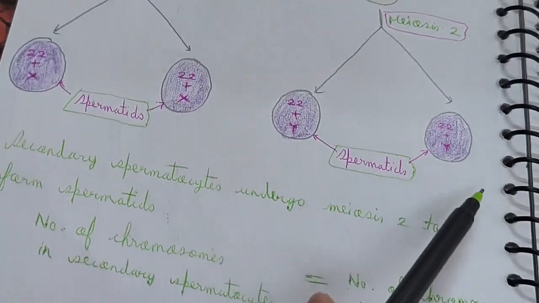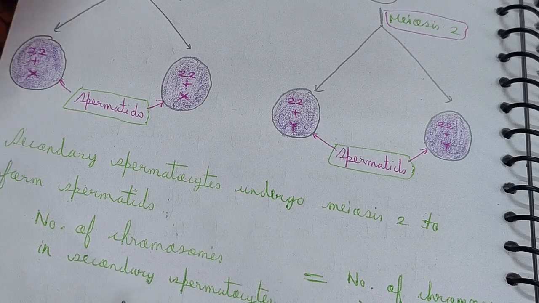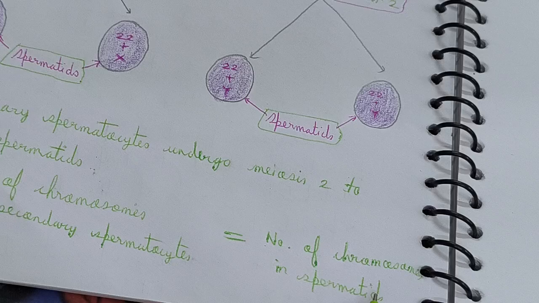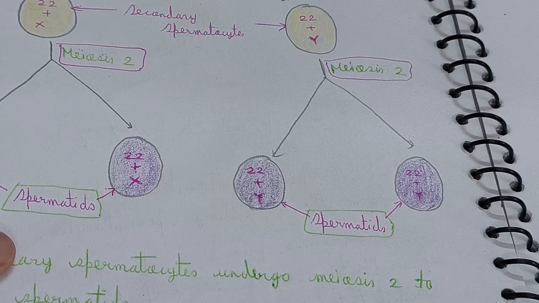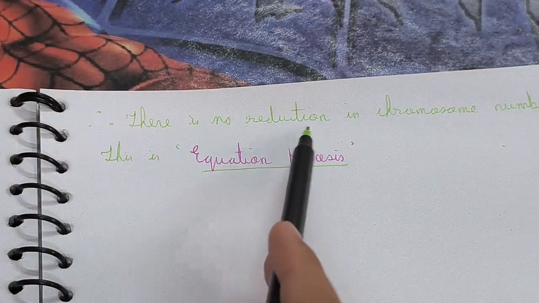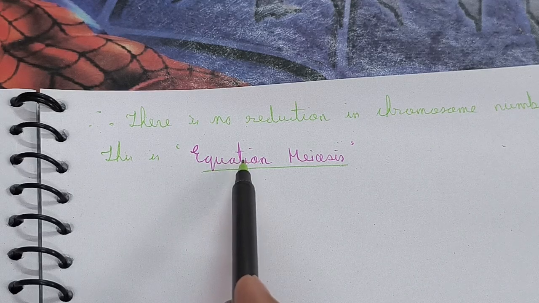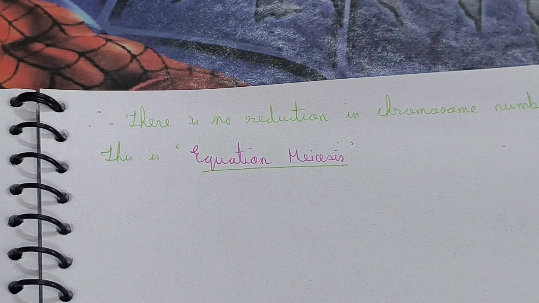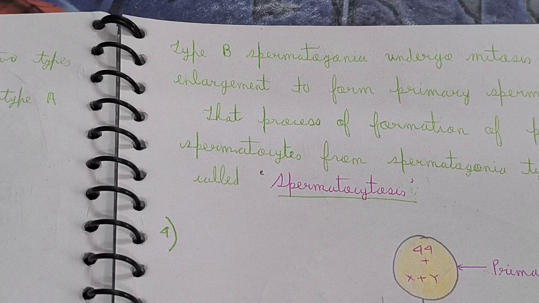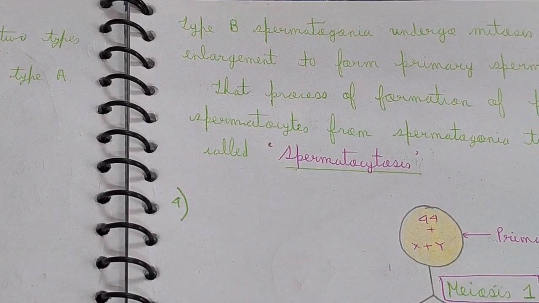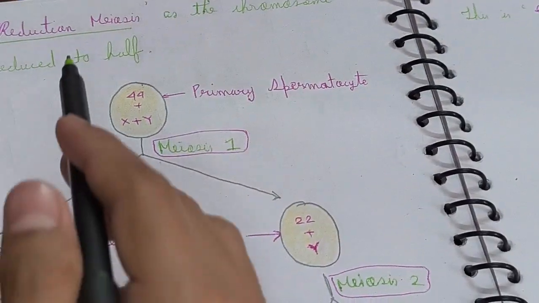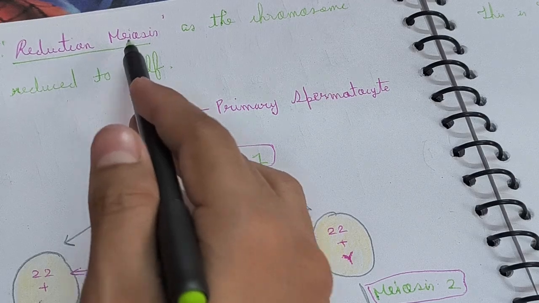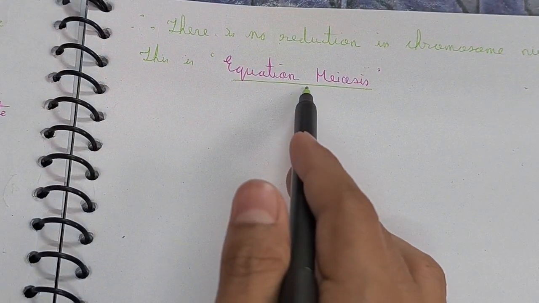The number of chromosomes present in secondary spermatocytes is equal to the number of chromosomes present in spermatids, so there is no reduction in chromosome number. Therefore this is known as equation meiosis. Till now I have covered two important processes of spermatogenesis. The first is spermatocytosis, and the next is meiosis, which has two types: reduction meiosis, that means meiosis 1, and equation meiosis, that means meiosis 2.